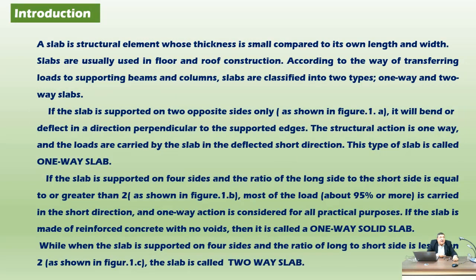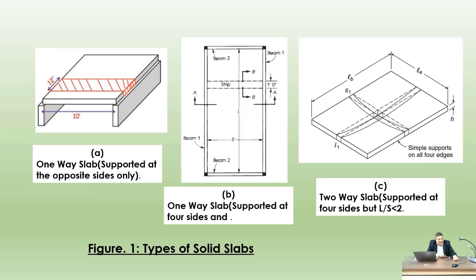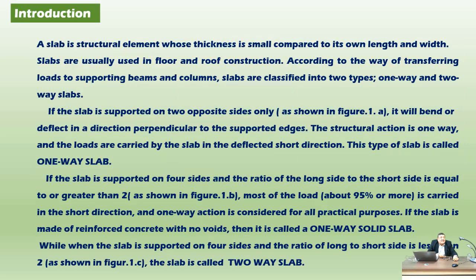Most of the load, about 95% or more, is carried in the short direction, and one-way action is considered for all practical purposes. If the slab is made of reinforced concrete with no voids, then it is called a one-way solid slab. While when the slab is supported on four sides and the ratio of long to short side is less than 2, as shown in figure 1C, this is figure 1C. For this case, the slab is called two-way slab.